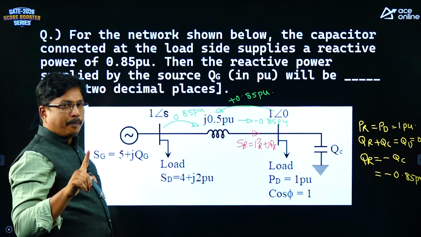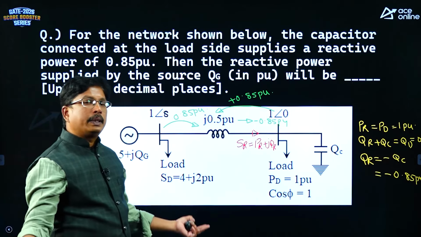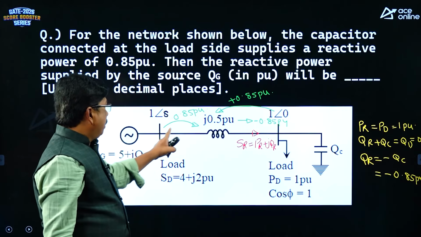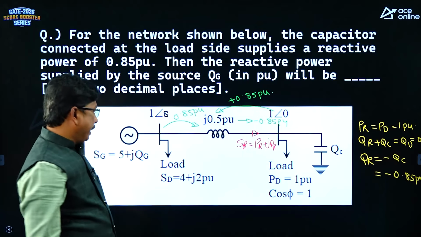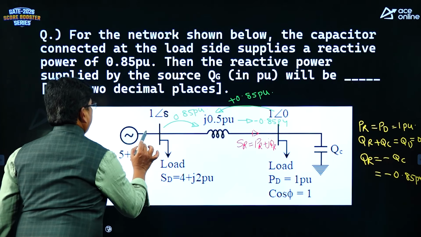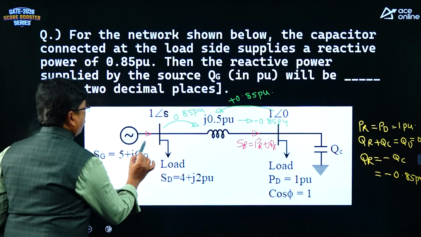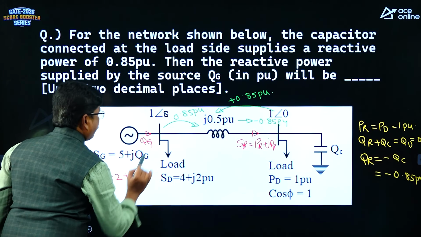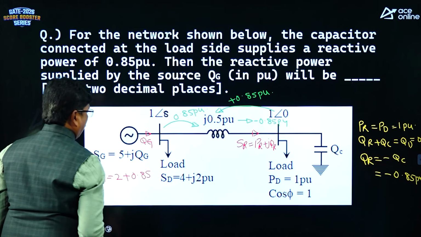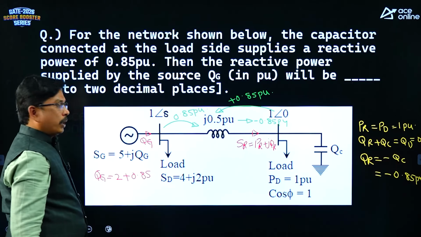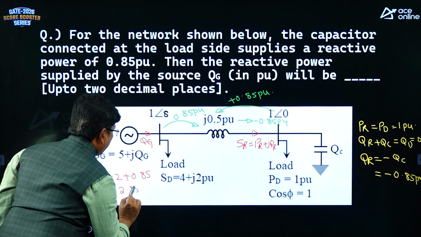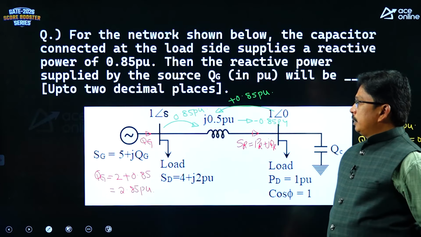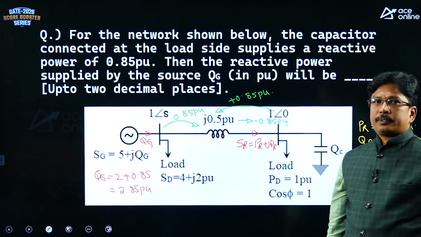When both side voltages are same, both the buses will supply equal amount of reactive power to the in-between inductive transmission line. So from this bus, the reactive power supplied to the line is 0.85. Now, calculate the reactive power here. How much amount of reactive power is Qg equivalent to? 2 is flowing to the load, 0.85 is flowing to the line. It will be 2.85 per unit. No need of any calculation. You can give the answer directly. 2.85 per unit. Got it right, students?